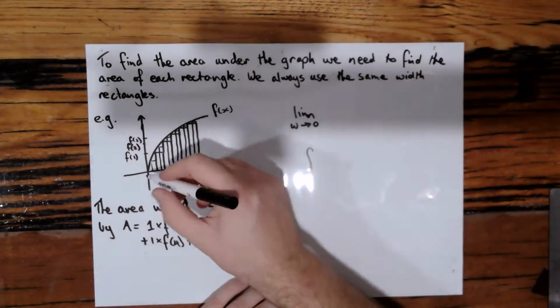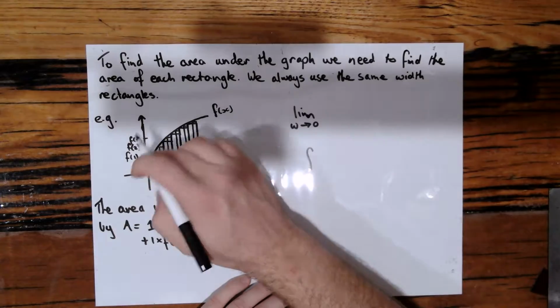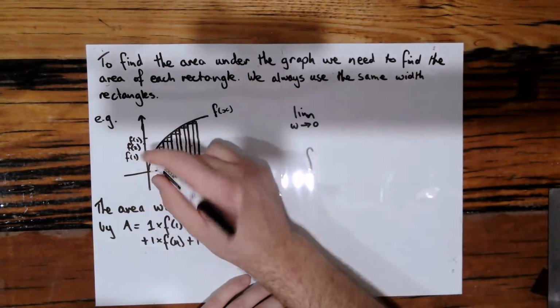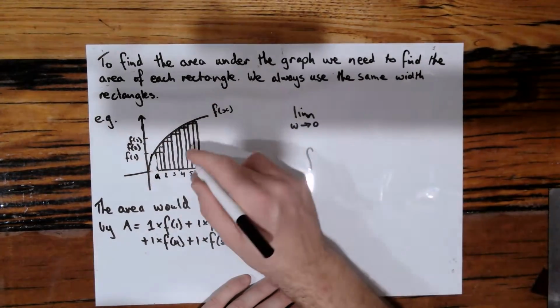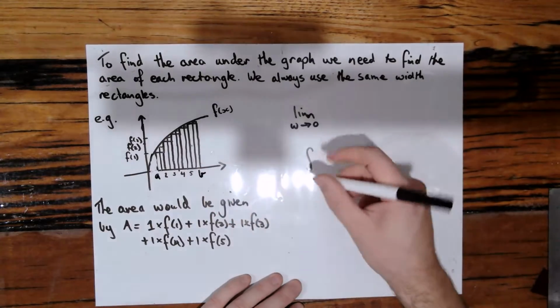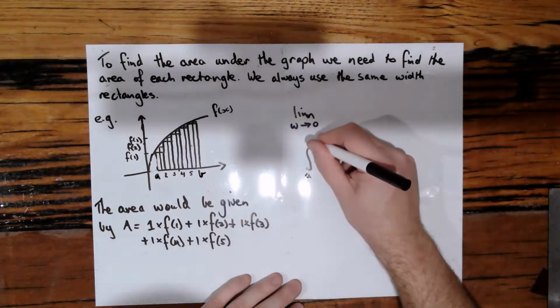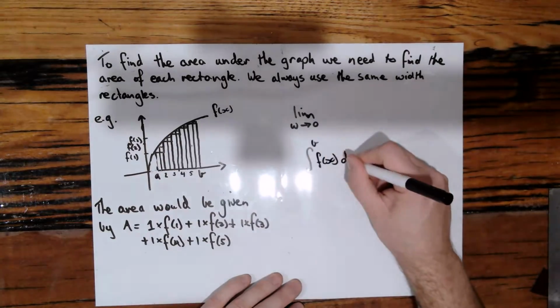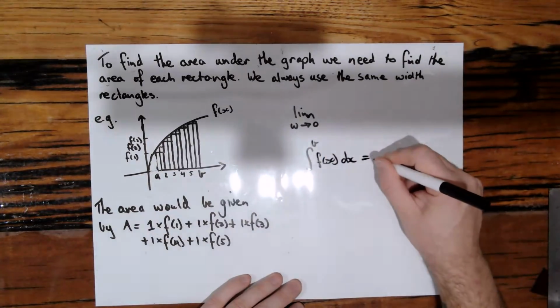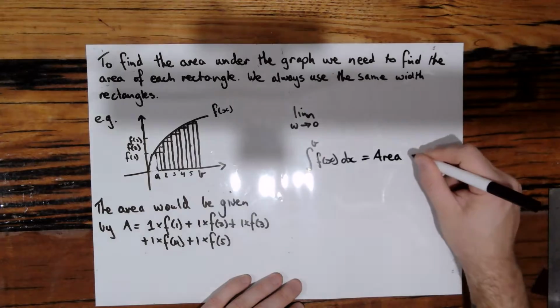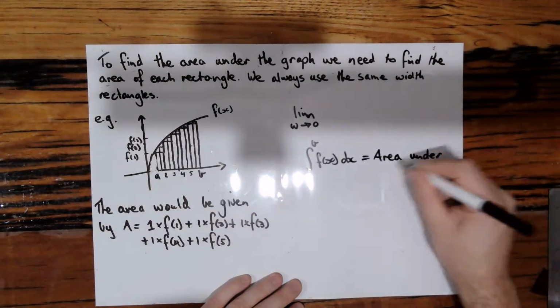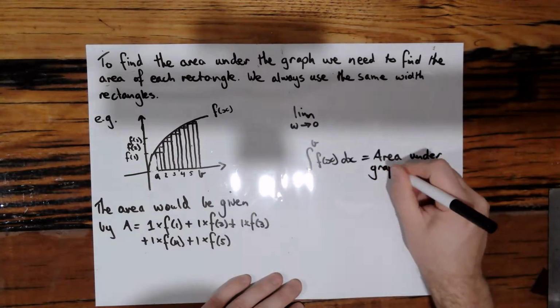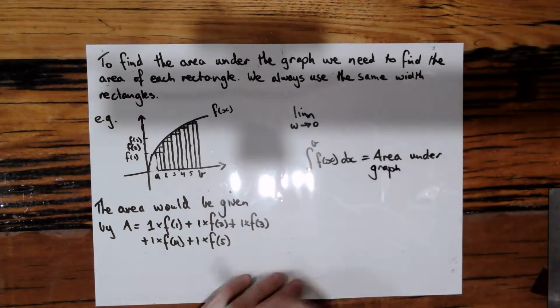So if we were going from some point on our curve, instead of calling this 1, we're going to call this point A, up to point B. Then if we find the integral from A to B of this function f of x with respect to x, this is going to give us the area under the graph. This will give us our exact value.